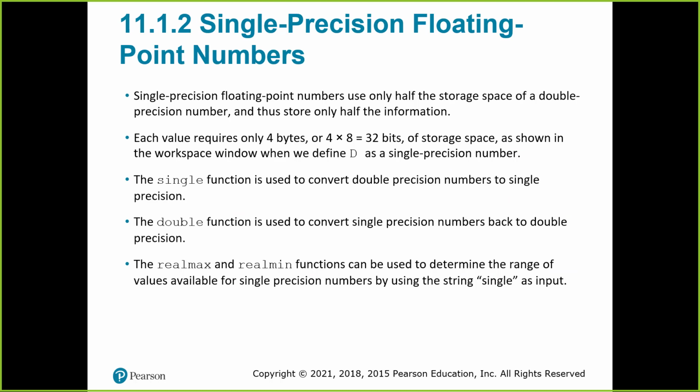A single precision floating number only uses half the storage space of a double, and so thus it only stores half of the information. What information it leaves out, I don't know. We'd have to get in deeper to find out. But it only requires 4 bytes instead of 8. You can use the single function to convert from a double to a single, and then if you want to go back to a double, you just use double on your single. So there are 2 of the conversion functions that we touched on earlier.